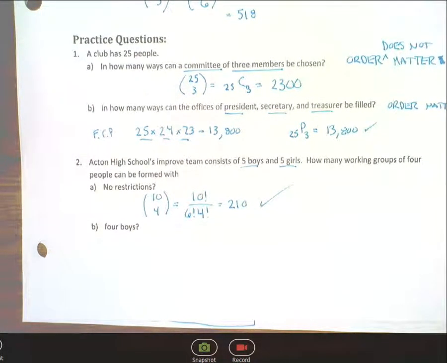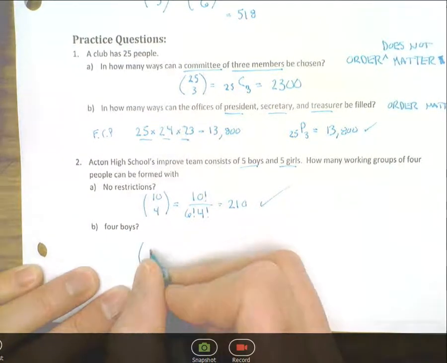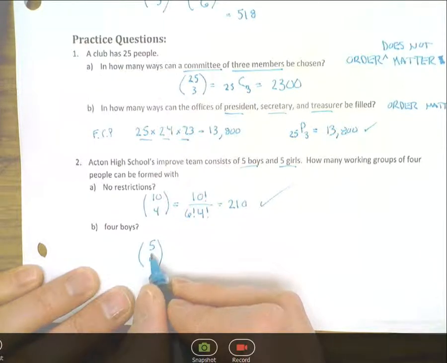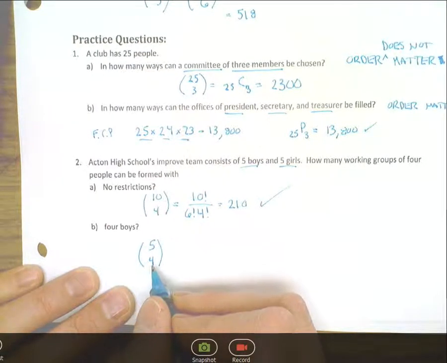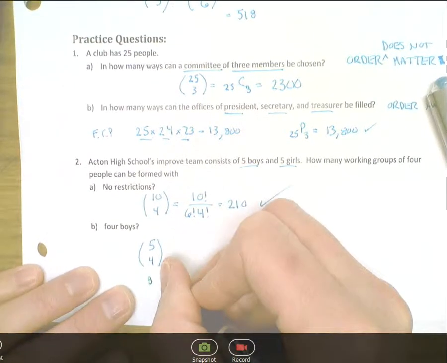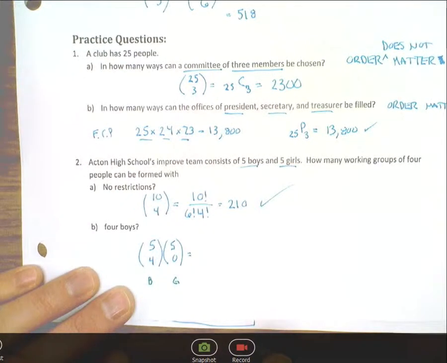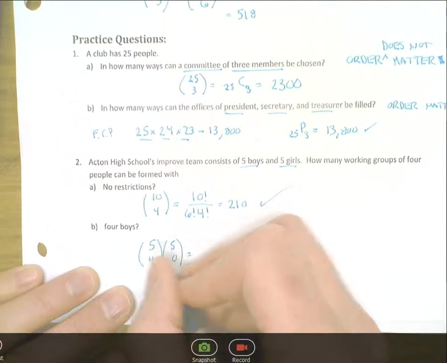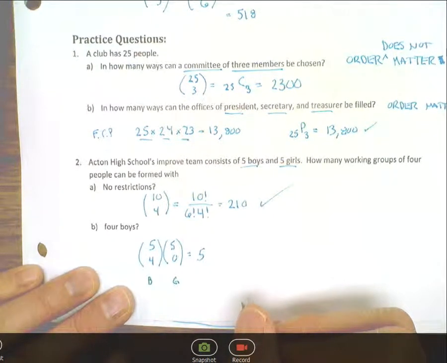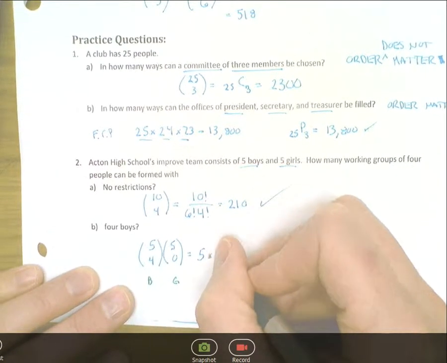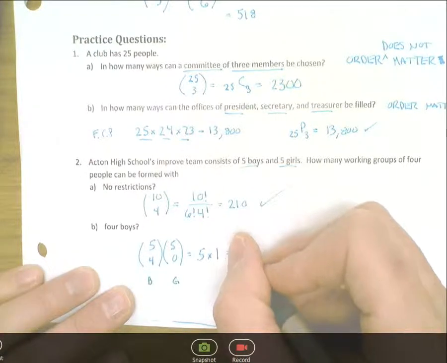Okay. What if it has to have 4 boys in the group? Well, there are only 5 boys to pick from, so we're going to have to pick 4 of them. How many groups of 4 boys are there? Well, it's 5 choose 4. That's for the boys. And then the girls are next. For the girls, it's 5 choose 0, because there are no girls going to be on it. 5 choose 4 means there are 5 ways of picking 4 boys from the group. And if there are 5 girls and you're picking none of them, there's only one way that can happen. 5 choose 0 is always just 1. So there are only 5 ways of doing that.